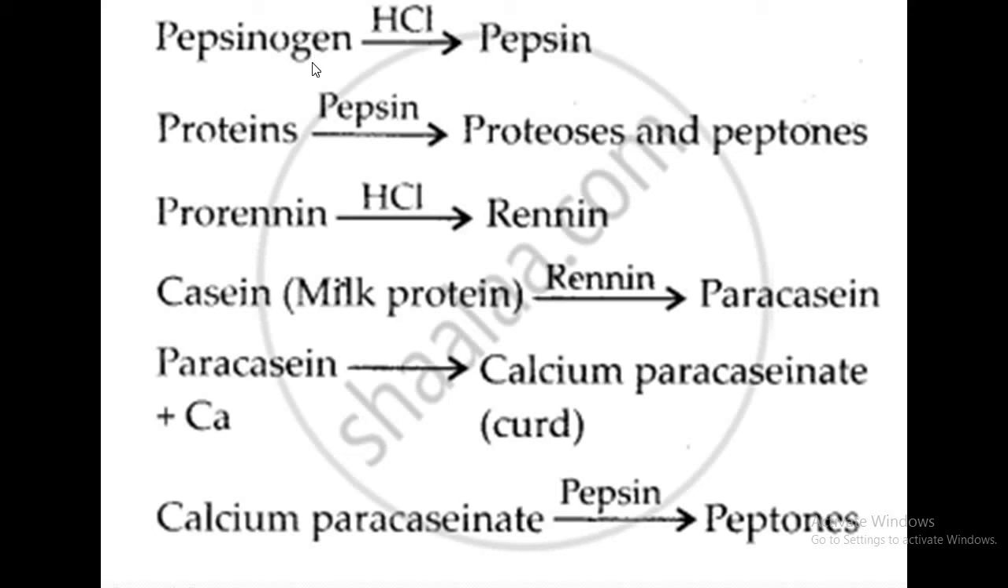So pepsinogen, by the action of HCl, is converted into pepsin. So pepsinogen is the inactive form of enzyme present in the gastric juice, and pepsin is the active form of enzyme converted by the action of HCl. So proteins by the action of pepsin will be converted into proteoses and peptones. Okay. Then another enzyme present in the gastric juice is prorenin. This is also the inactive form of enzyme, and by the action of HCl it will be converted into renin. The purpose of renin is to convert casein into paracasein or insoluble curd.